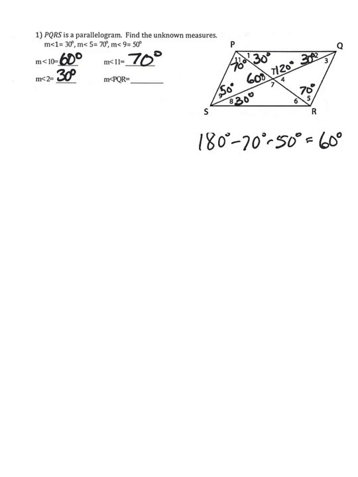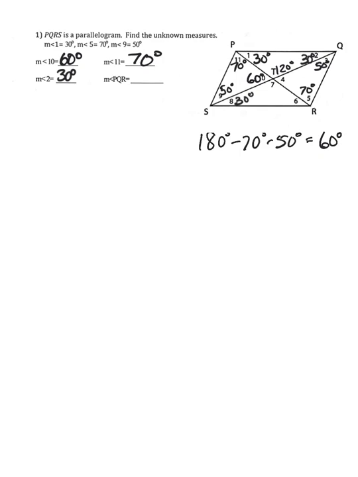And since 9 is 50 degrees, then angle 3 is also 50 degrees, because this and that are going to be alternate interior angles the same way that 5 and 11 was, and even 1 and 6. Angle 6 would be 30 degrees.